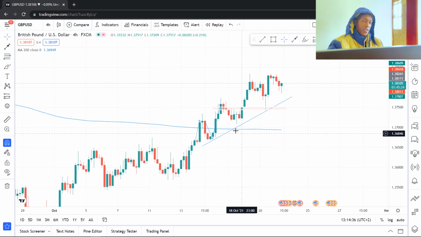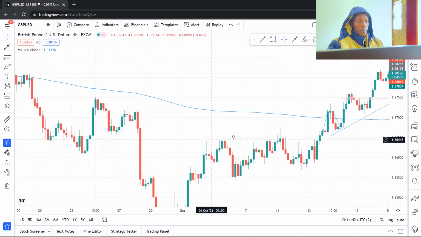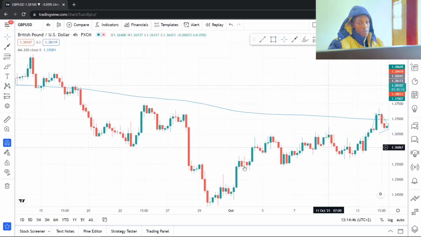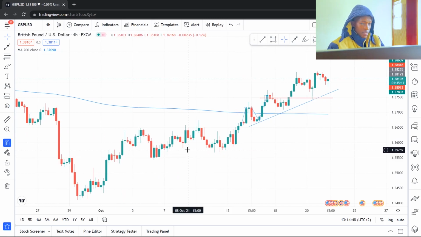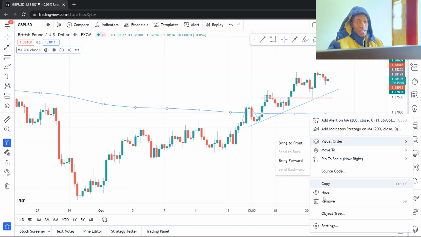You can see that whenever the market is above the 200 moving average, this blue curve here, it's an uptrend, and when the market is below the 200 moving average, it's a downtrend. So it all depends on what you like. You may decide to use the moving average, or you can decide to look at the charts by mere looking. Like what I said, let me delete this indicator and then I'll show you.